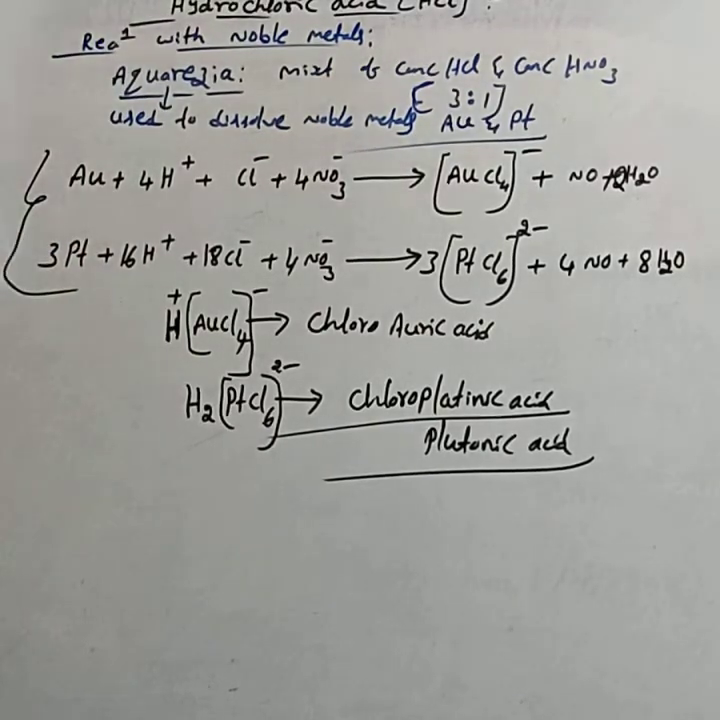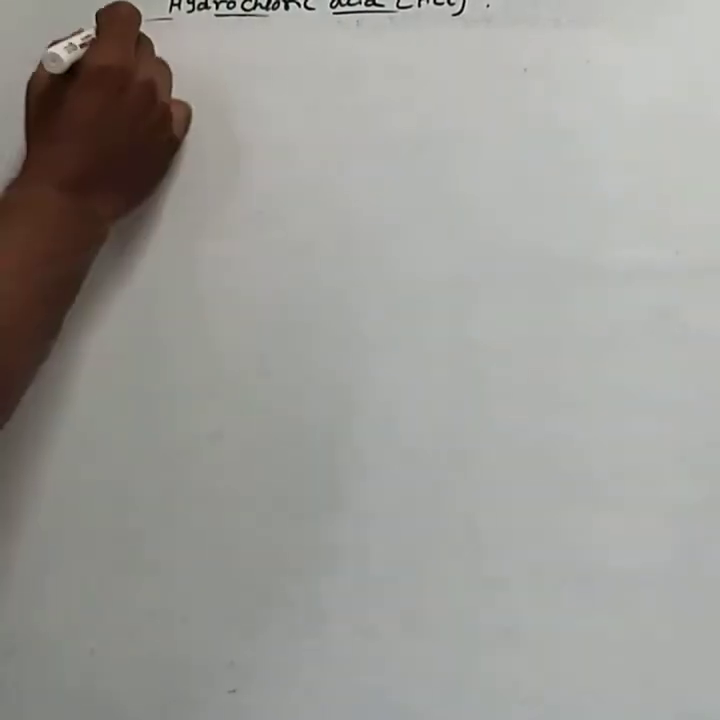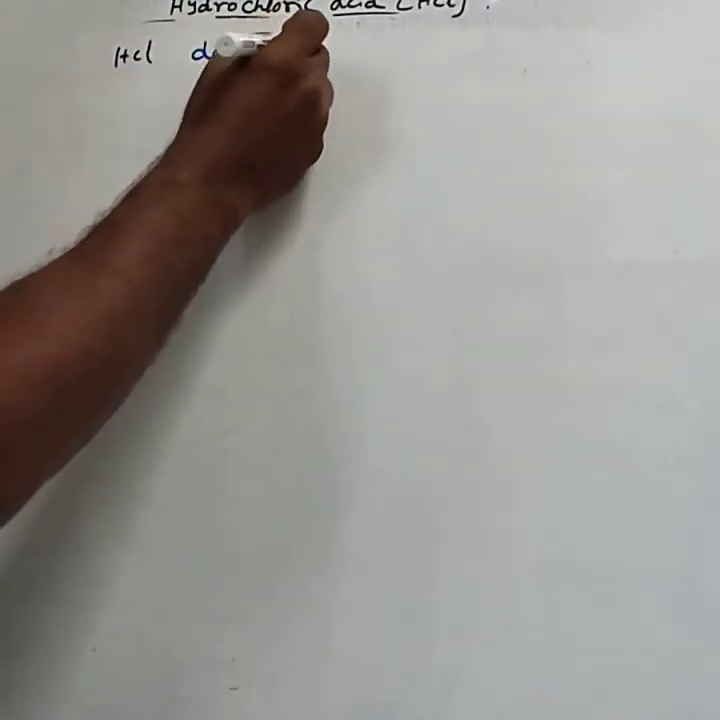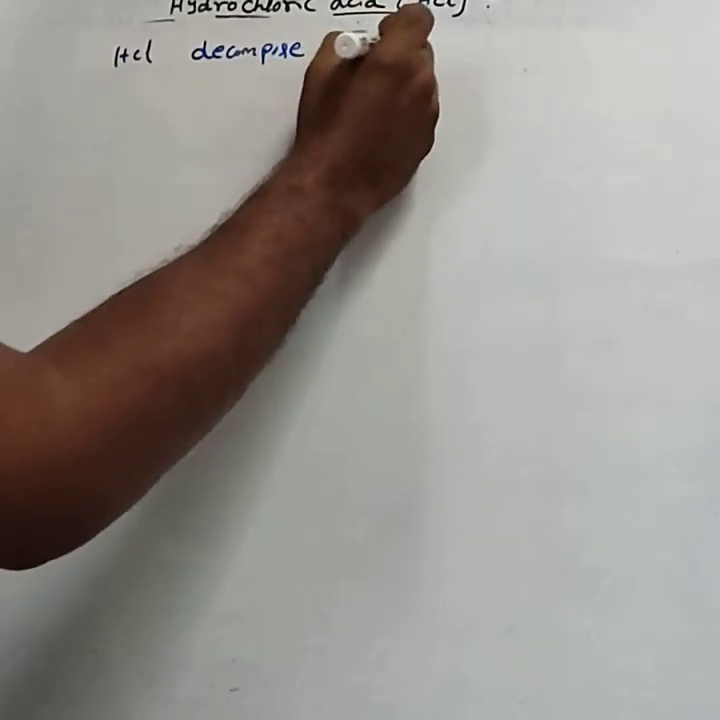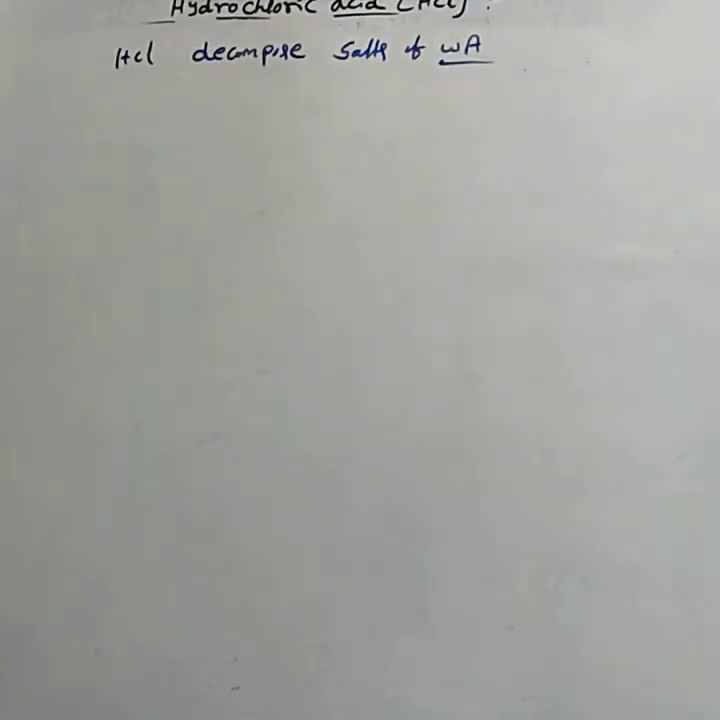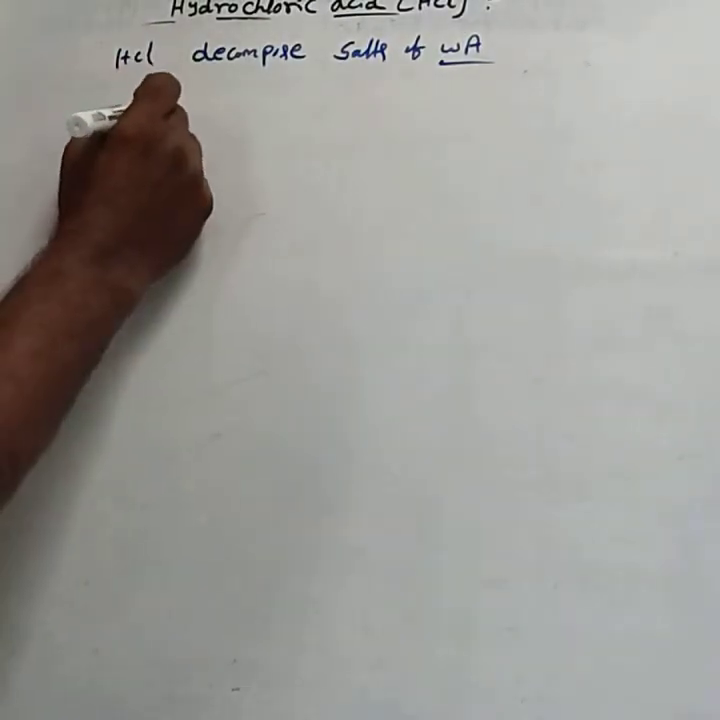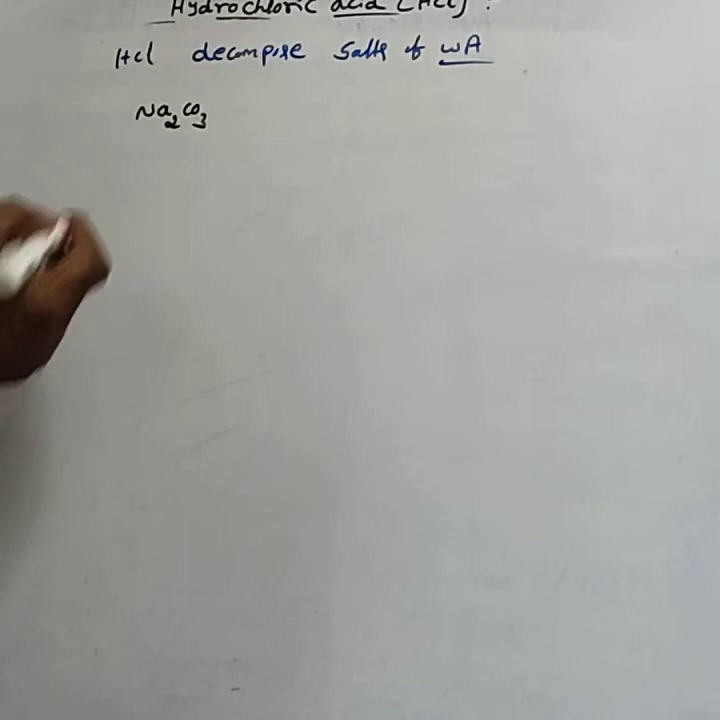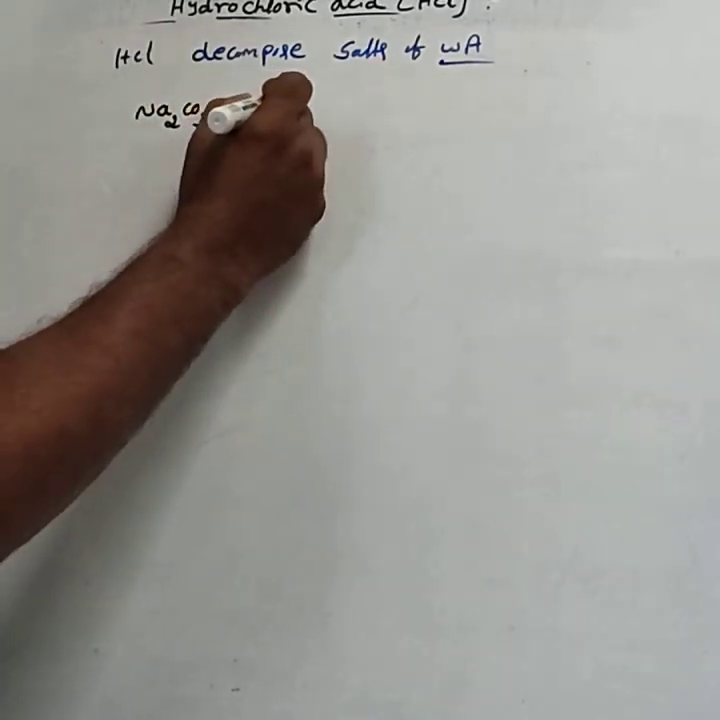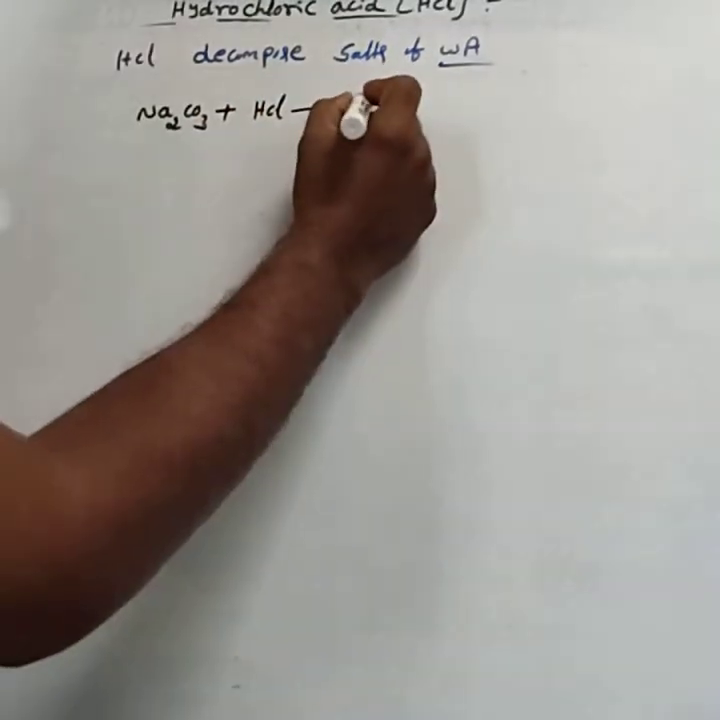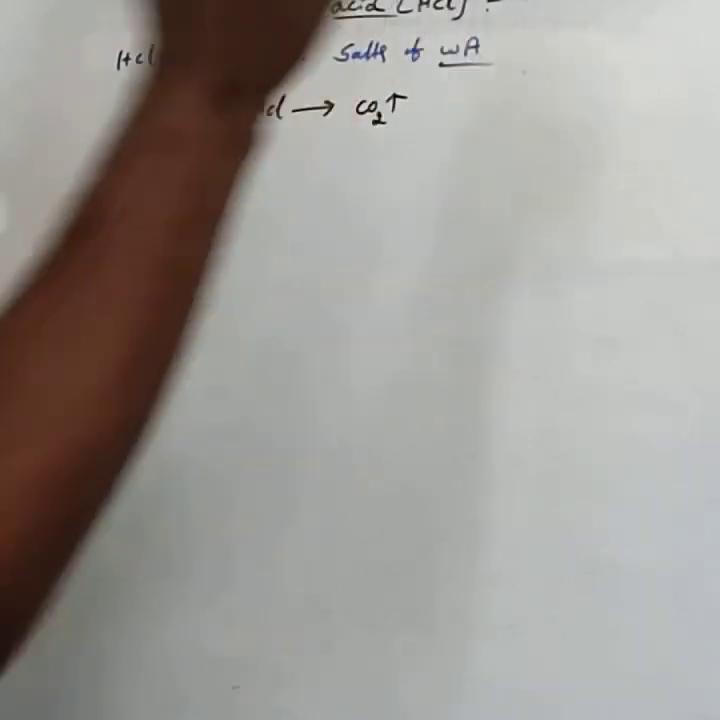Next, consider the reaction with the salts of the weak acids. The HCl will decompose salts of the weak acids. For example, consider sodium carbonate. In the laboratory, we use the carbonate radical, that is sodium carbonate. If HCl is added to that carbonate, you get brisk effervescence. That brisk effervescence is due to liberation of the CO2.